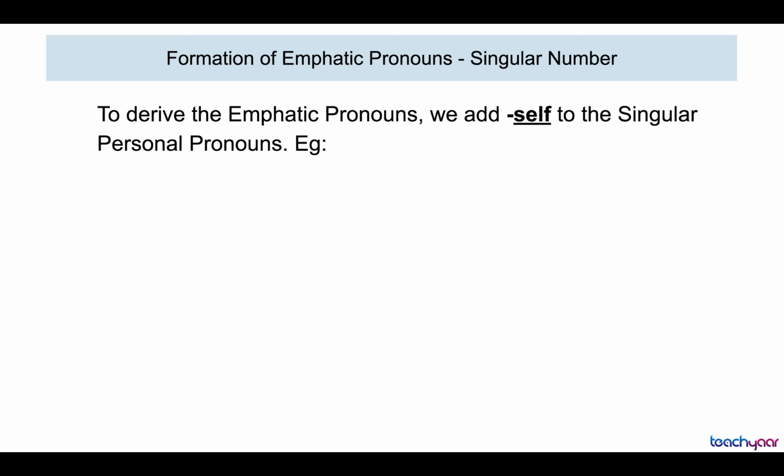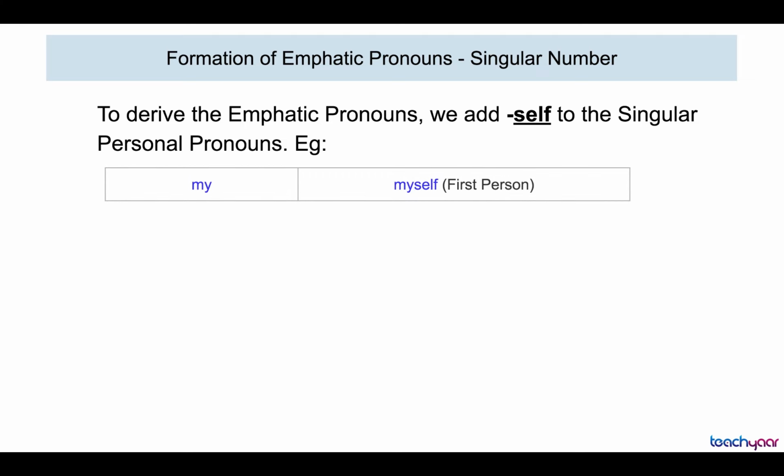So first, let us see how these emphatic pronouns are formed. First, we take up the case of singular number. To derive the emphatic pronouns, we add self to the singular personal pronouns. We did this in the case of reflexive pronouns. It's the same rule that is followed here. So we have the singular personal pronoun my. And what do we do? We add self to it. So it becomes myself, which is in the first person. So both my and myself are in the first person.